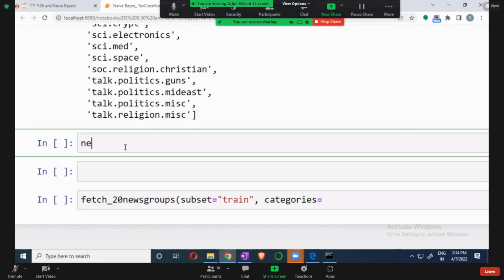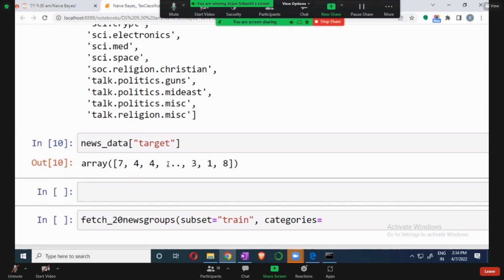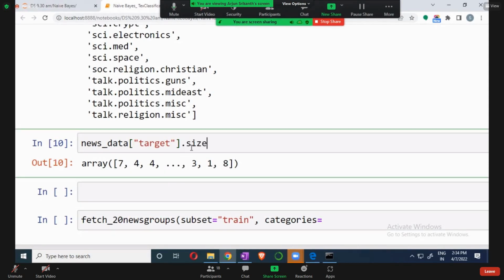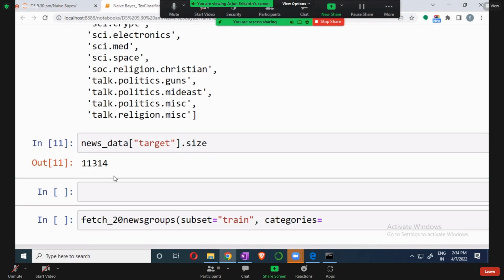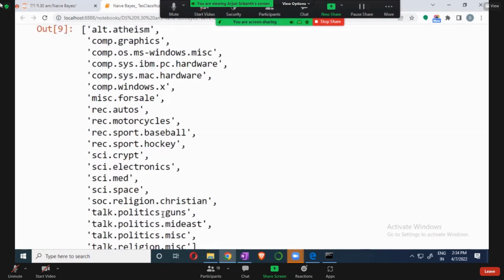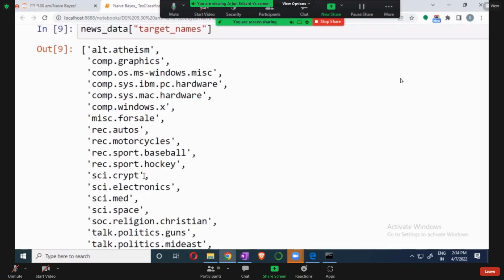News for data, I'll give it as target. You see this, I got the data or number. Okay, now if you want to see the size, 13314. These many records are there, and only these values are repeated in that.